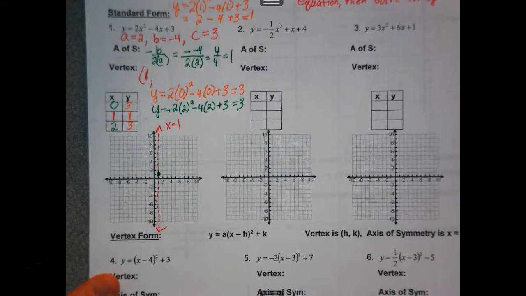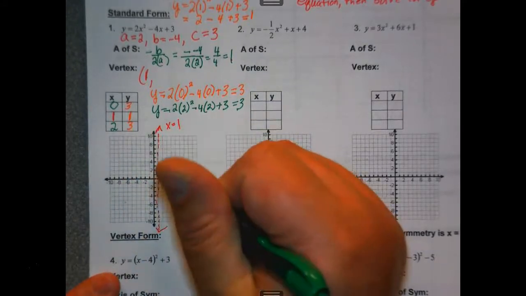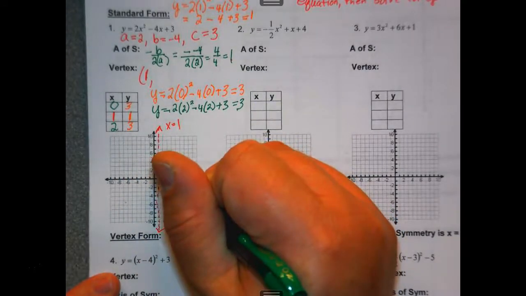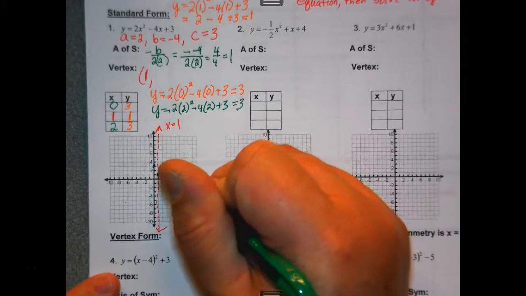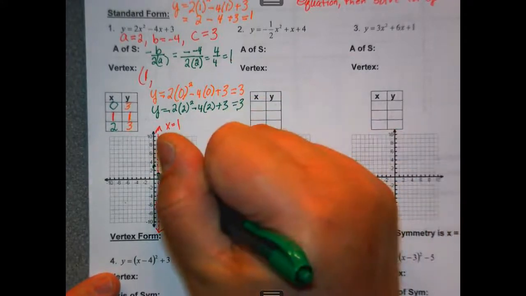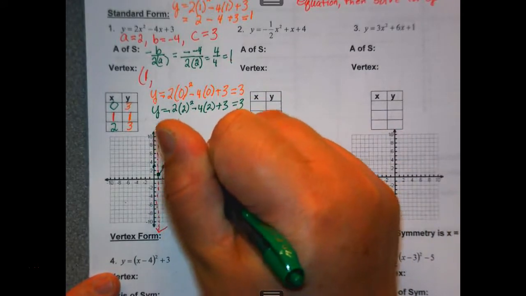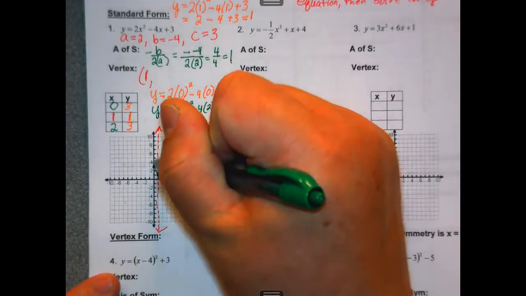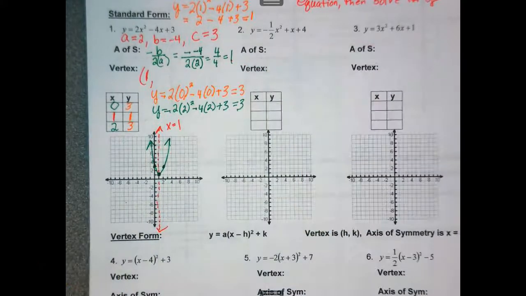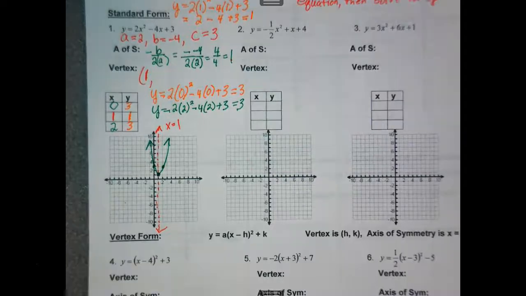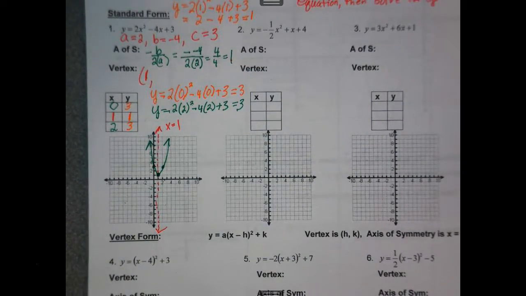Okay, I'm going to graph these. 0, 3, and 2, 3. And there's my parabola. More than likely, yes, they're going to ask for it in a test question. Axis of symmetry.